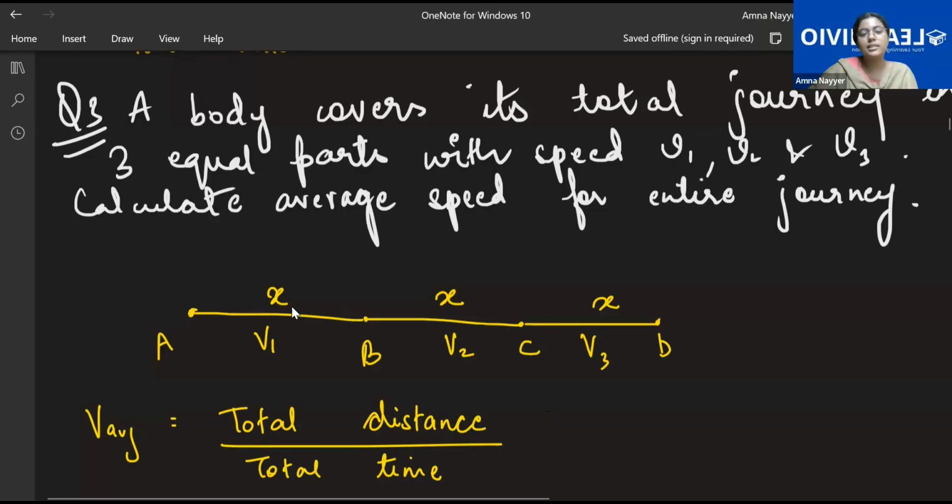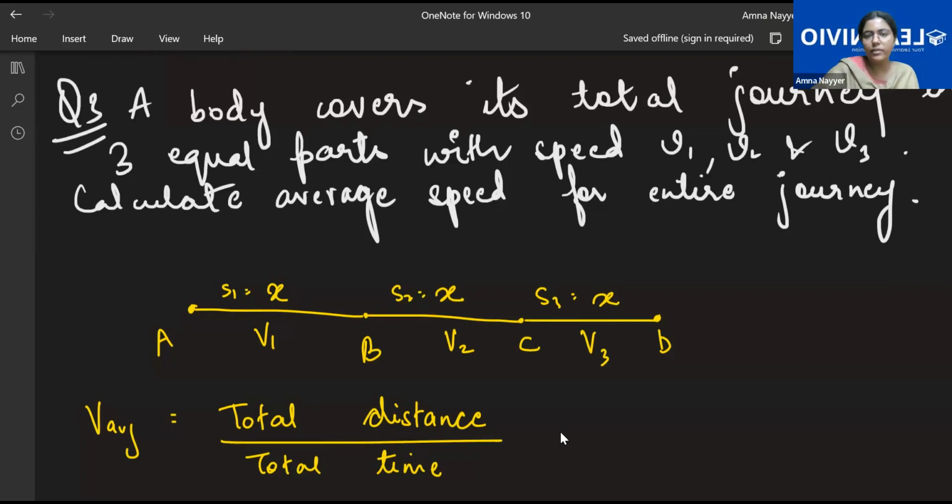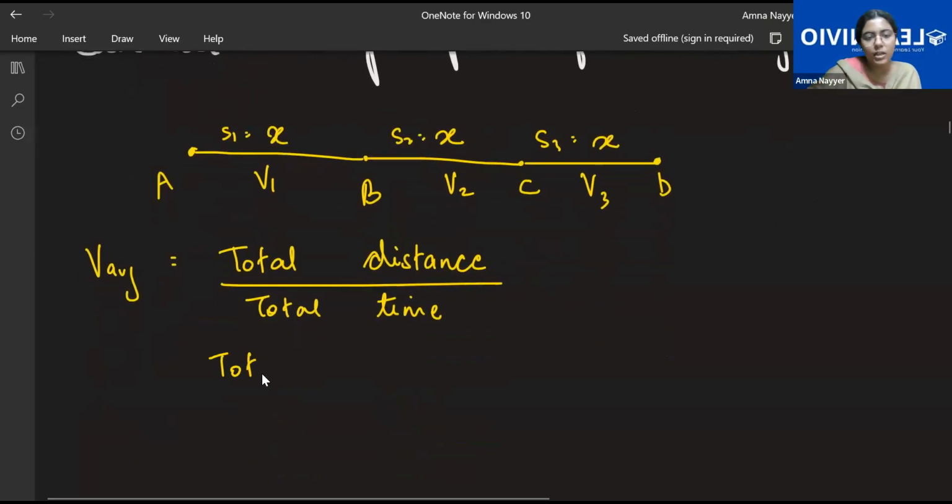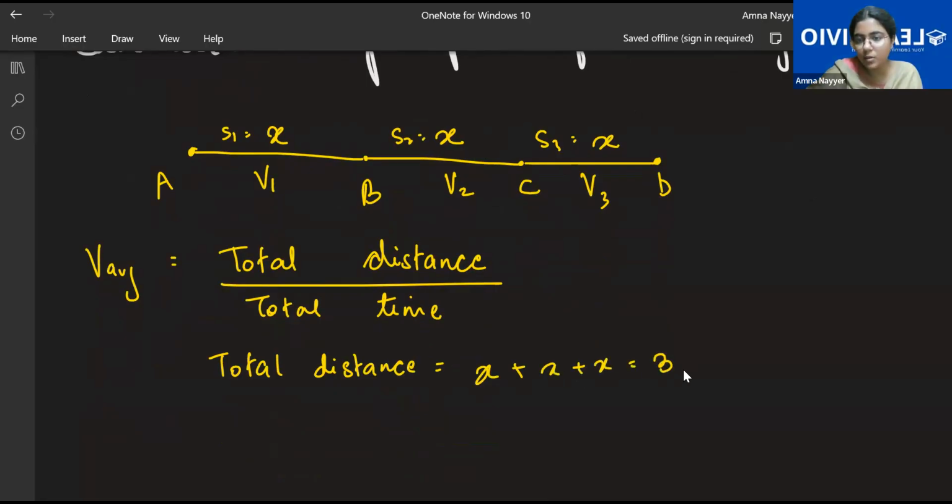Now, can anyone tell me what's the total distance in this? Total distance means total distance from A to D point. It is 3x. Yes, 3x, now you're correct. This is S1 only, this is S2 only, and this is S3 only. So total distance will be, as rightly answered by Nabiha, we'll add all of these: x plus x plus x, that is equal to 3x.